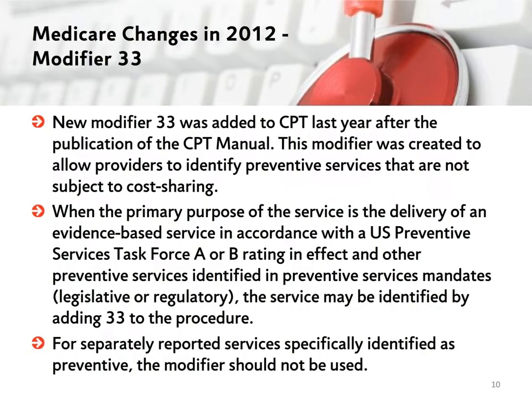Under the Medicare changes for 2012, we now have a new modifier. The new modifier is 33. The modifier 33 is used with preventive services, and the purpose of this modifier is to provide evidence that you provided service in accordance with the U.S. Preventive Service Task Force A or B rating in effect under the preventive services identified in the preventive services mandate. This is an informational modifier only. It does not affect your reimbursement.